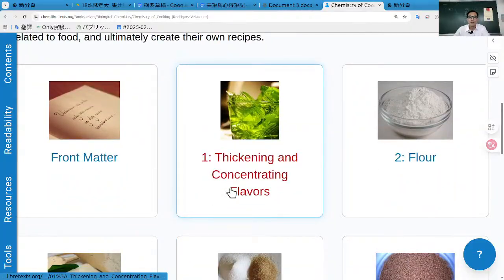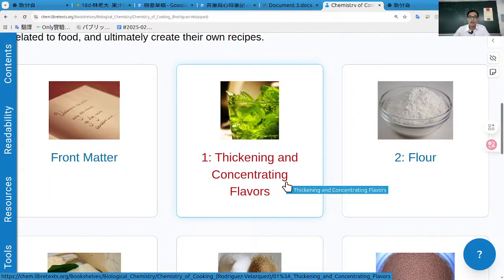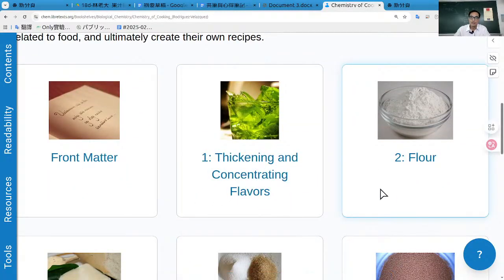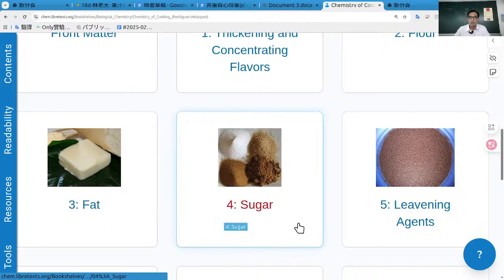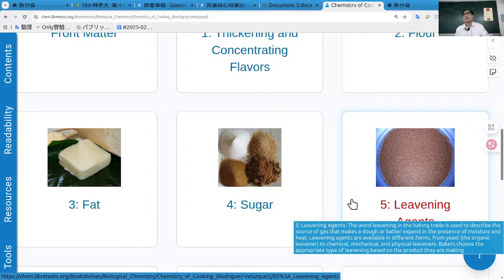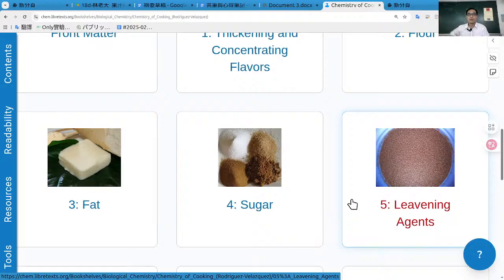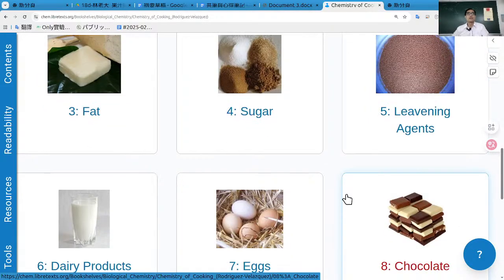Chapter 1, thickening and concentrating flavors. Chapter 2, flour. Chapter 3, fat, sugar, leavening agent. For example, like baking soda. Personally, I don't think the yeast can be categorized as this one. It's different because the yeast goes through a fermentation reaction. It's different from that one.